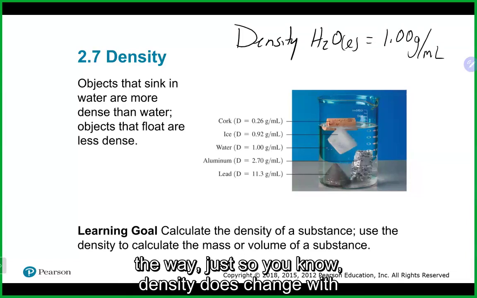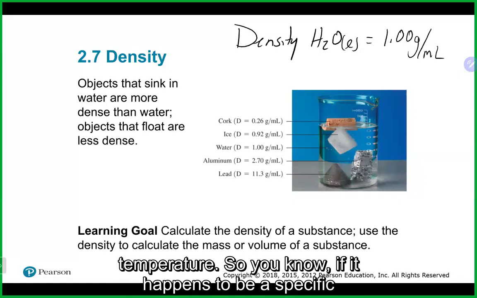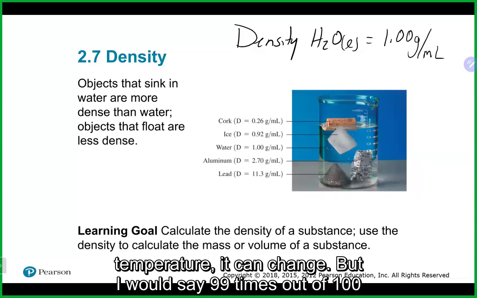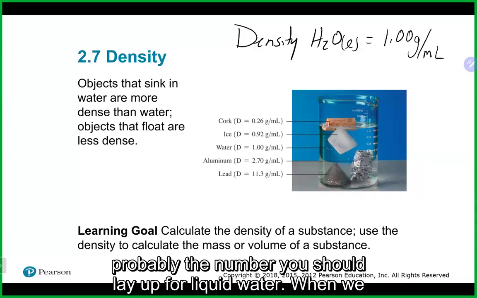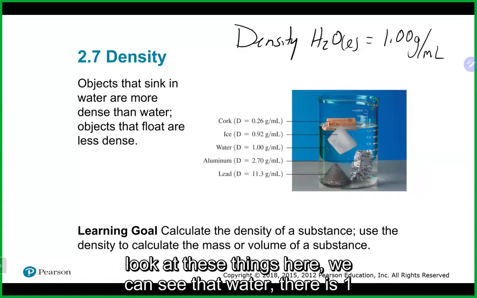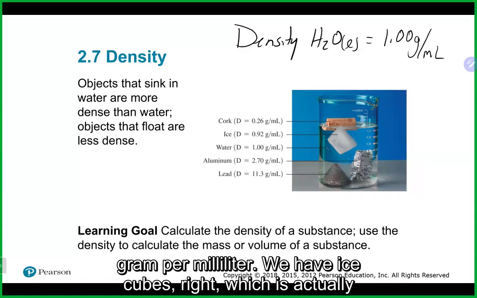By the way, just so you know, density does change with temperature. So if it happens to be a specific temperature, it can change. But I would say 99 times out of 100, if you're doing a problem and you need the density of water, that is probably the number you should use for liquid water. When we look at these things here, we can see that water is 1 gram per milliliter.